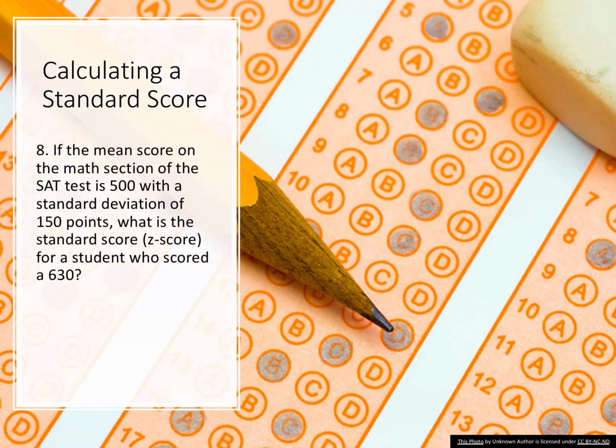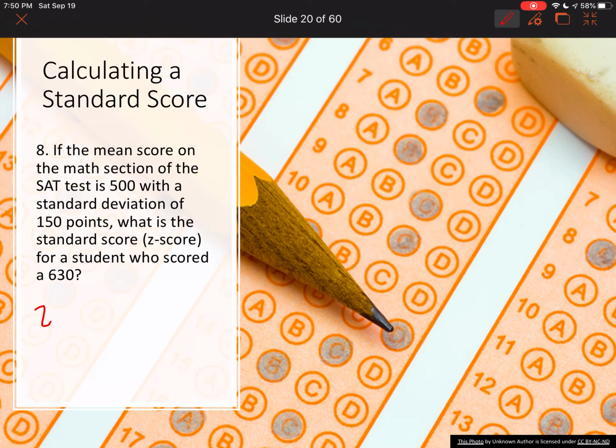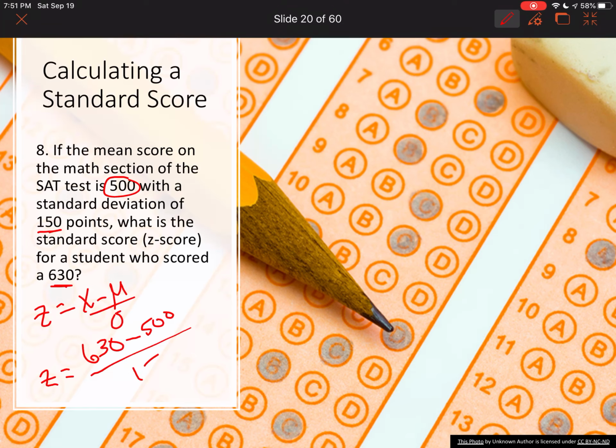So if the mean score on the math section of the SAT is 500 with a standard deviation of 150, what is the standard score of a student who scored a 630? So our z-score, remember, it's going to be our data point minus the mean divided by the standard deviation. In this case, our data point is 630. This is the number we're trying to standardize. So we're going to take 630 minus the mean. Here's the mean. Make sure you hit equals, and then divide by our standard deviation, which is the 150. And we get approximately 0.87.